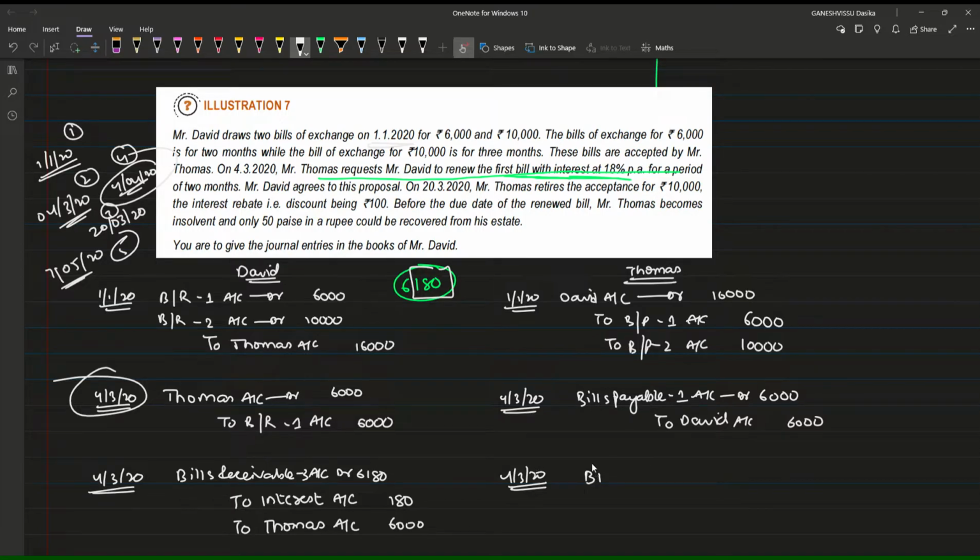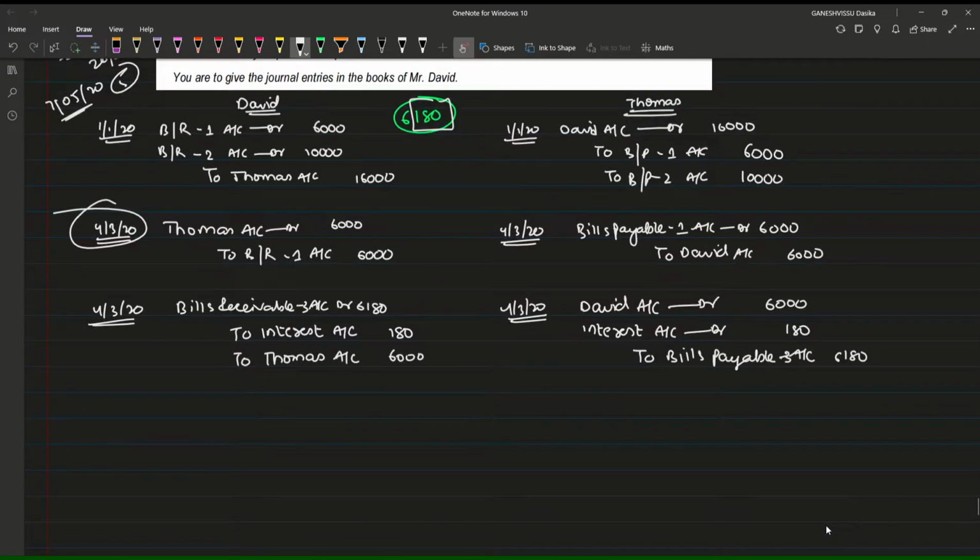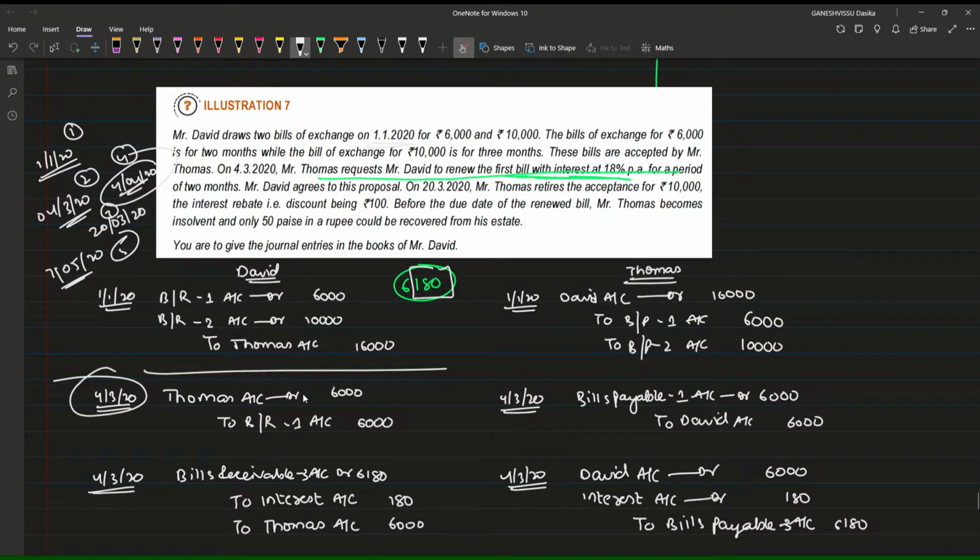So I'm going to write now: David account debtor. Interest is an expense here, so interest account debtor, to bills payable 3 account, 6,180. This is the third entry which we are going to write in the books of Thomas also.